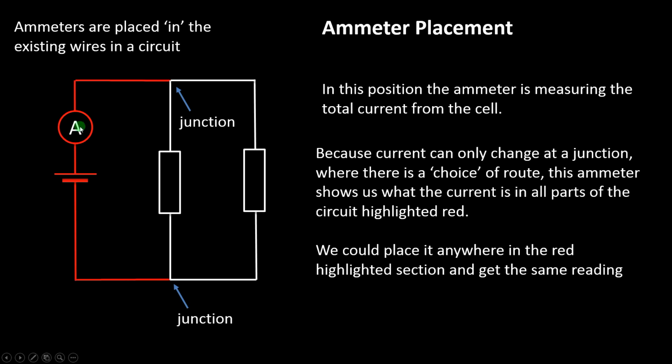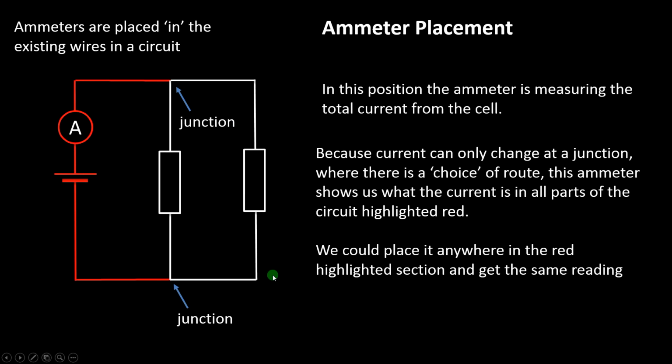So this ammeter here is telling us what the current is in the cell, because the cell is highlighted red. It's telling us what the current is in this wire up here. It's telling us what the current is in this wire down at the bottom. That only stops being true when we get to the junction. So we don't know what the currents are in the rest, the white part of the circuit. We would have to use separate ammeters to look at those.